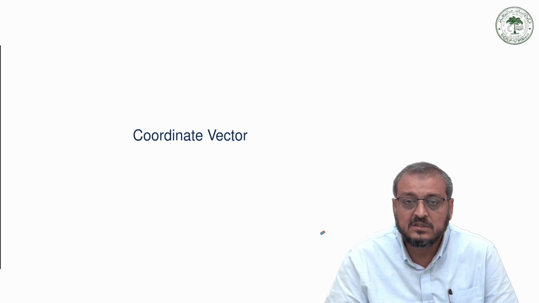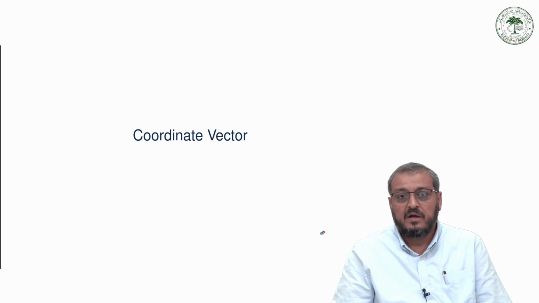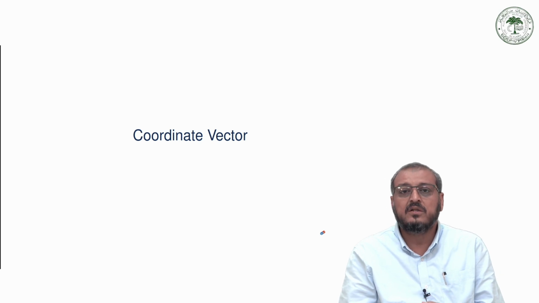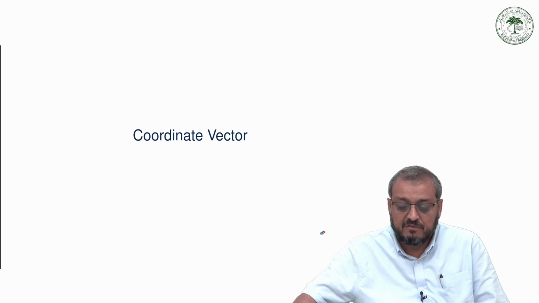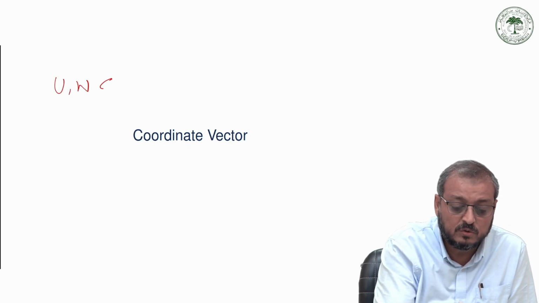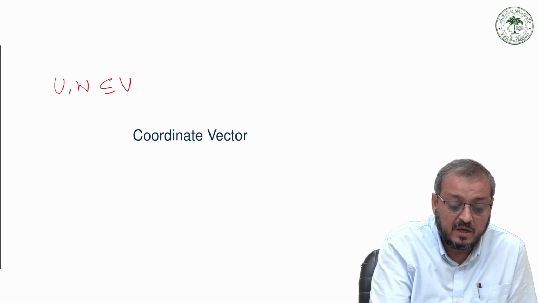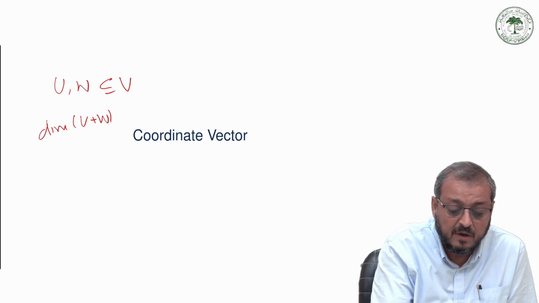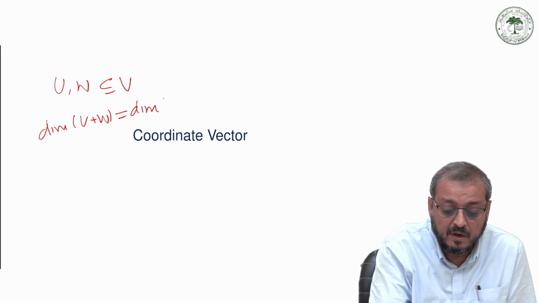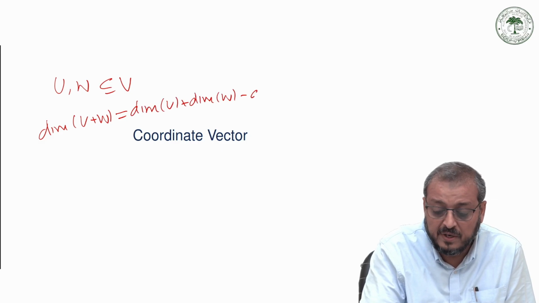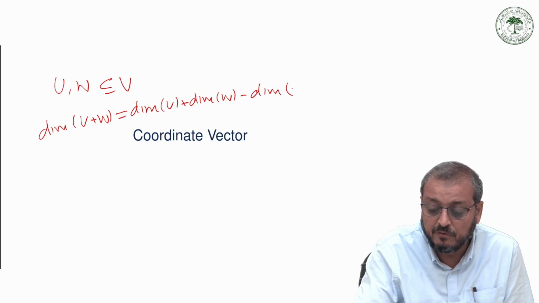In the last class, we discussed the dimension theorem, and we proved that if U and W are two subspaces of a vector space V, then the dimension of U plus W is the same as the dimension of U plus the dimension of W minus the dimension of U intersection W.